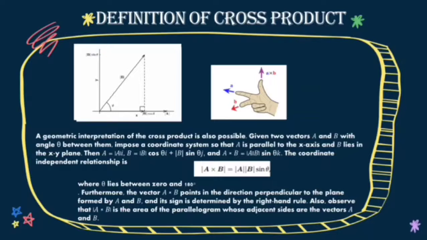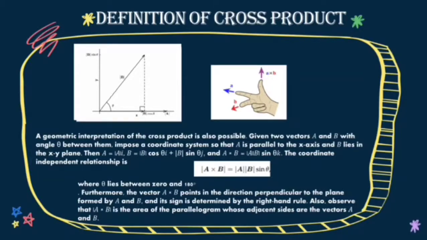Given two vectors A and B with angle theta between them, impose a coordinate system so that A is parallel to the x-axis and B lies in the xy plane. Then A equals modulus A i, B equals modulus B cos theta i plus modulus B sin theta j, and A cross B equals modulus A modulus B sin theta k. The coordinate independent relationship is where theta lies between 0 and 180 degrees.